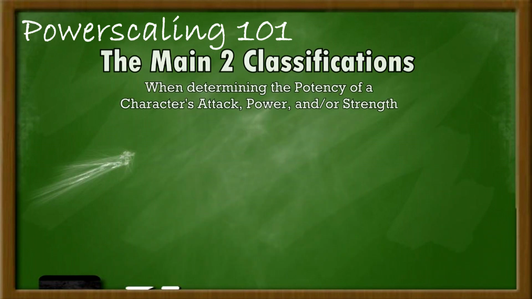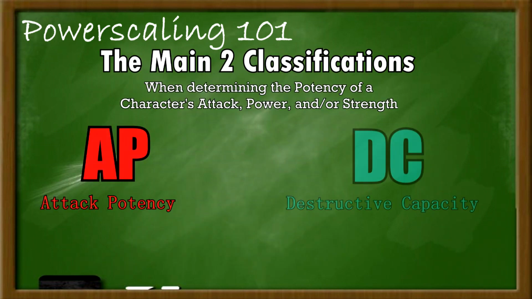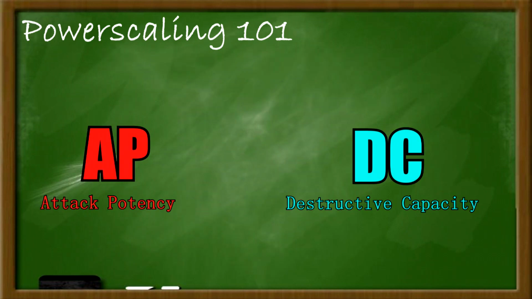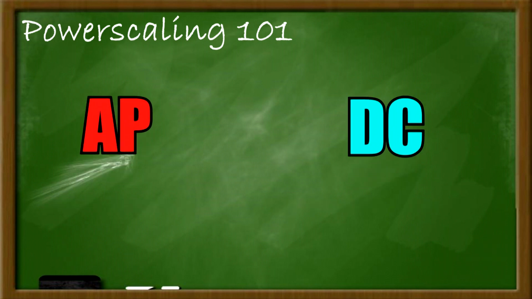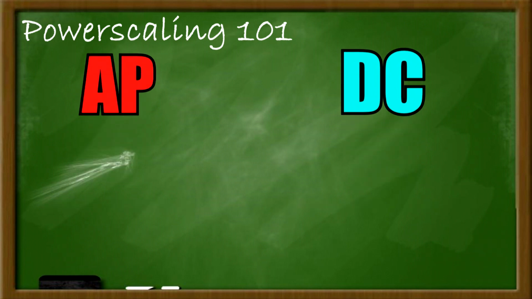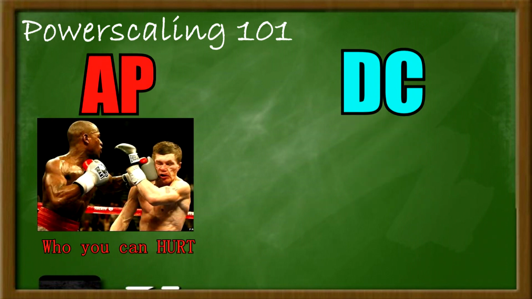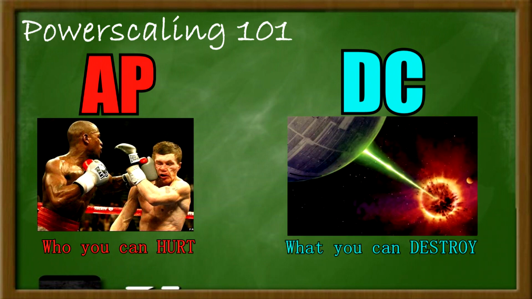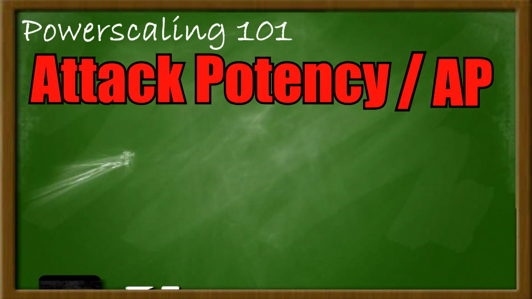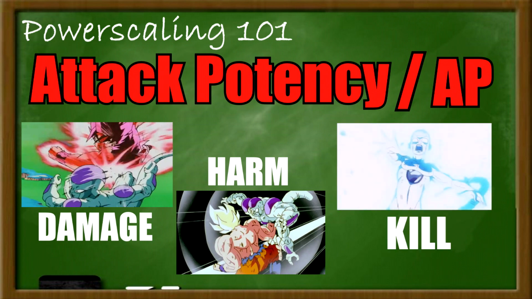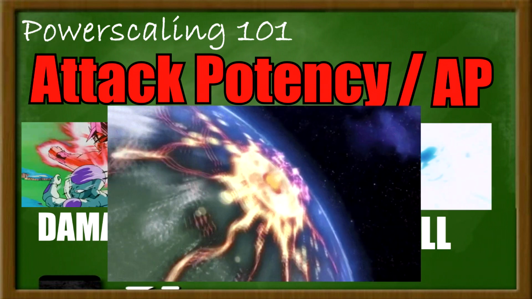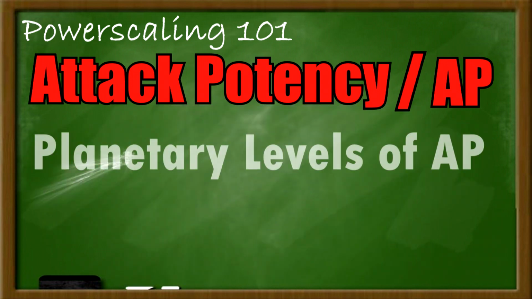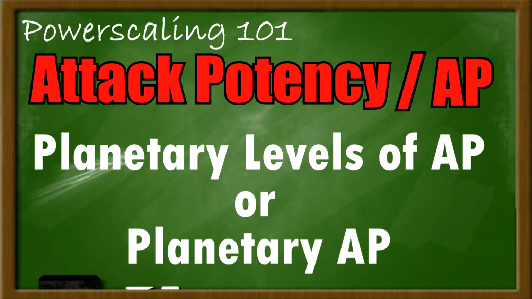When it comes to scaling a strength of a character, there are two different classifications you need to be aware of. These two being attack potency and destructive capacity. To make things very easy, essentially AP refers to who you can hurt and DC refers to what you can destroy. For example, if a character can damage, harm, or even kill a character that can destroy the Earth, that character would classify as having planetary levels of AP, or more simply, planetary AP.